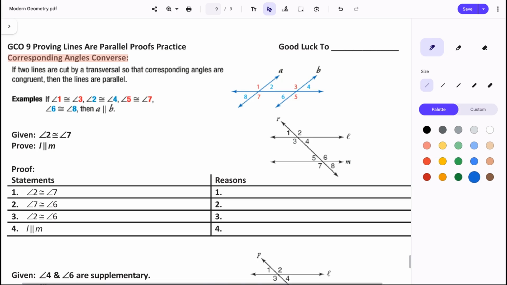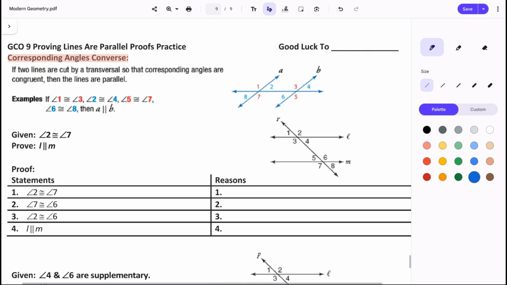Converse in geometry means the opposite. So originally we would have said things like, you have parallel lines. That means corresponding angles exist, and they're congruent because they're on parallel lines. The converse says, take that statement and read it almost backwards. So you know you have corresponding angles that are congruent. That must mean that there's parallel lines somewhere in the picture. That's what the corresponding converse says.